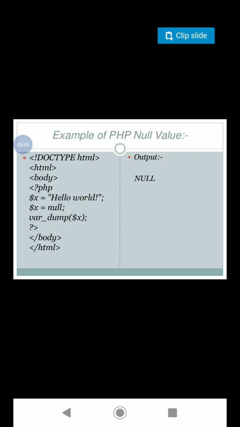So here is an example where we are assigning $x as hello world and then $x as null, and in the last statement when we print x, it is going to print the value null, because the value is emptied, or the variable does not hold any value, it is simply holding empty.